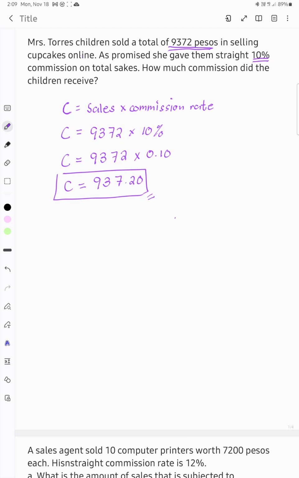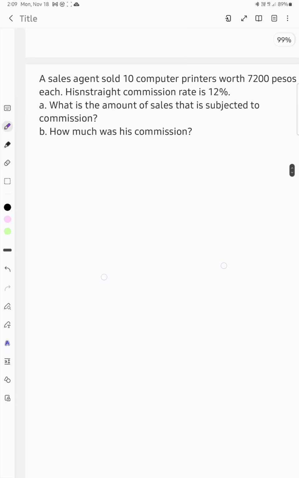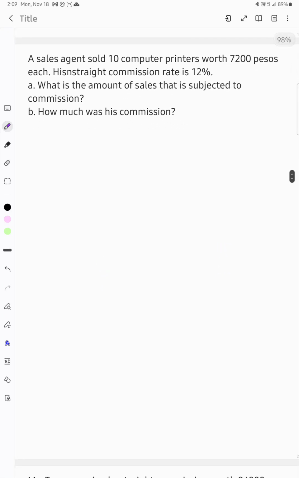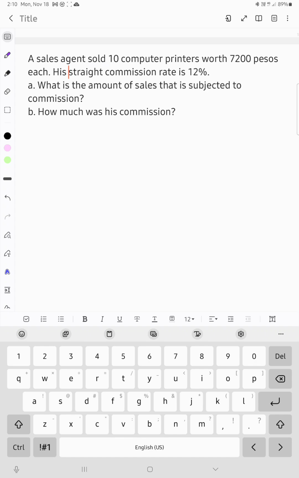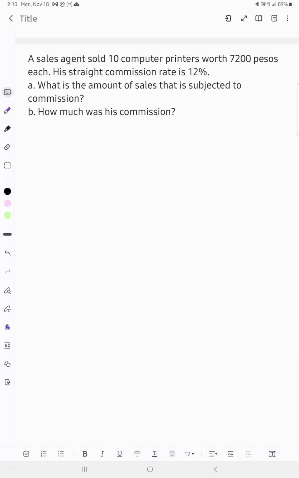Let's have another problem that we could solve. I already typed it in. This is another case, and there are two things that we want to find out. There are two questions we want to answer. In this problem, a sales agent sold 10 computer printers worth 7,250 pesos each. His commission rate is 12%. The first question is, what is the amount of the sales that is subject to commission? And the second is, how much is his commission? Let's do it one at a time.